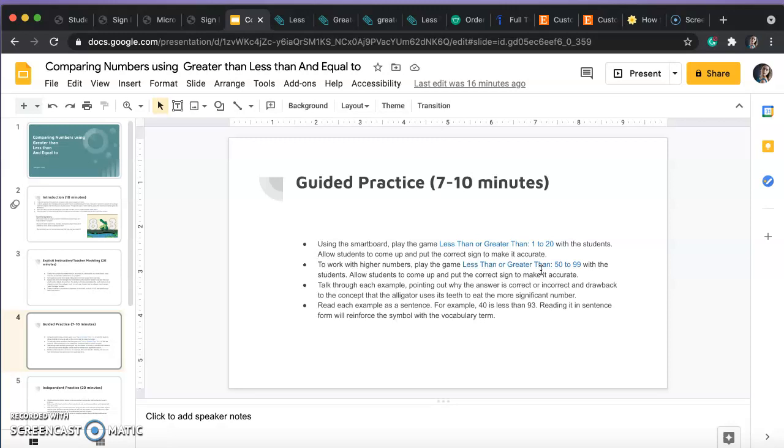And while doing that, we will talk about how to use sentence form. So we would pause to say, okay, so what this is saying is, for example, 40 is less than 93. And we would just go through and do that while playing the game. So that way they can connect what the symbol is to the definition. So that will just be a fun way to reinforce that vocabulary and the symbolism.